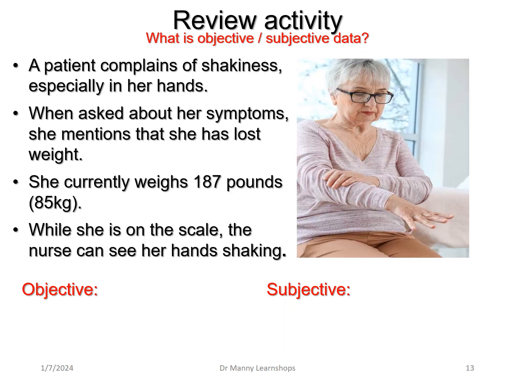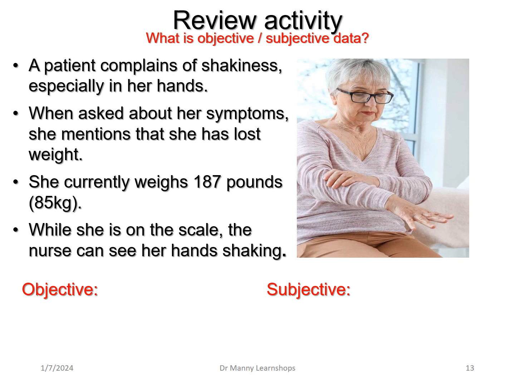What about this one? What's objective and what's subjective? The patient complains of shakiness, especially in her hands. When asked about her symptoms, she mentions that she has lost weight. She currently weighs 187 pounds, which is the equivalent to 85 kilograms. While she's on the scale, the nurse sees her hands shaking. What's objective? What's subjective?